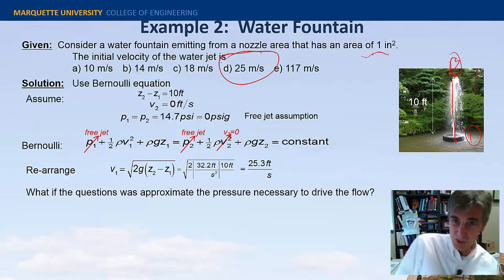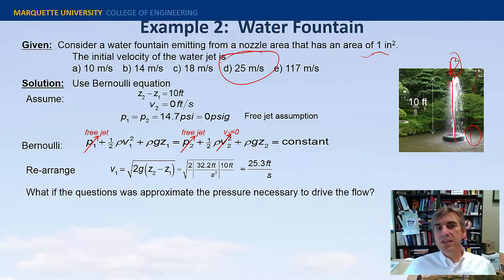What if I change this question? What if the question would be, what is the approximate pressure at the base necessary to drive this flow? So if you were picking a pump, the pump would jack the pressure up. How much pressure would you need to get a 10 feet fountain?